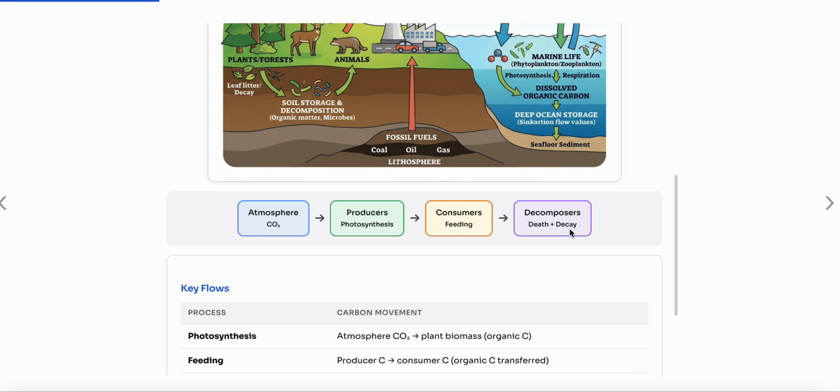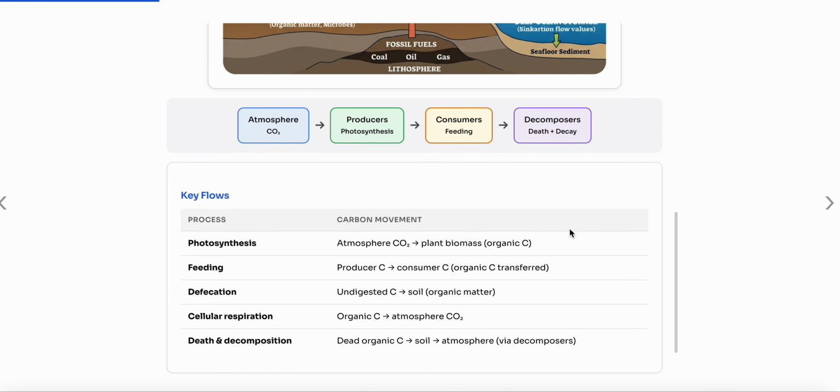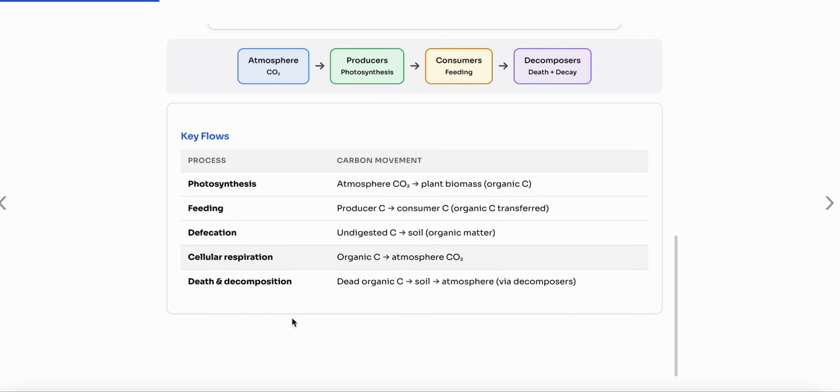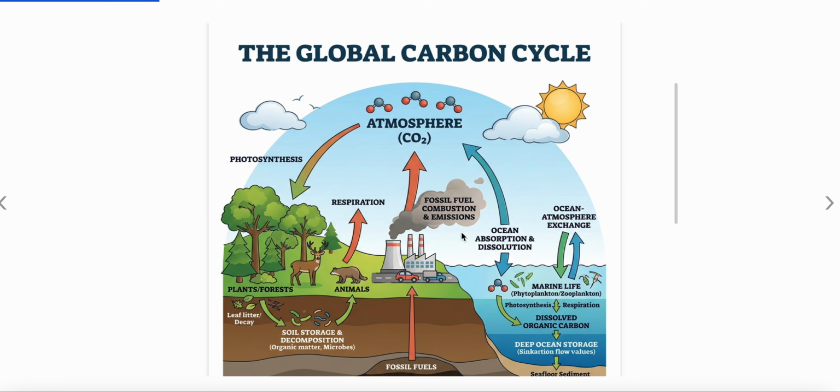Okay, so we have the processes, different processes. Like photosynthesis, feeding, defecation, respiration, and death. Okay, so what is happening here? The very first thing is that there is this exchange of gases. So carbon dioxide is something absorbed by the ocean, and that carbon dioxide helps in doing the photosynthesis. So it is absorbed by the ocean also.